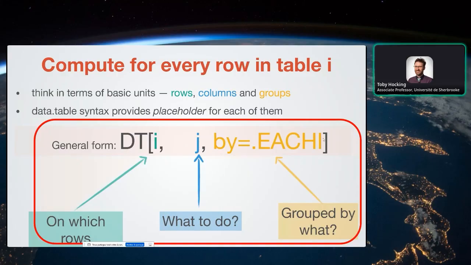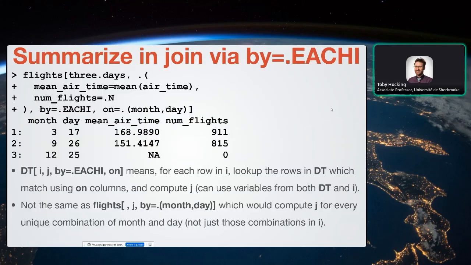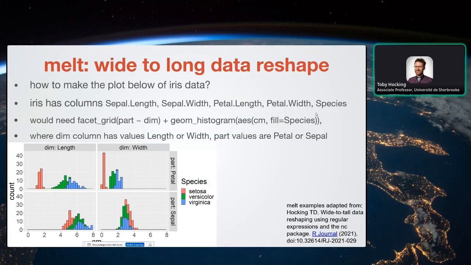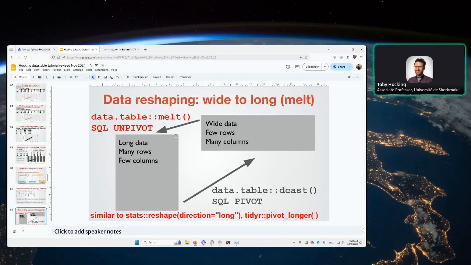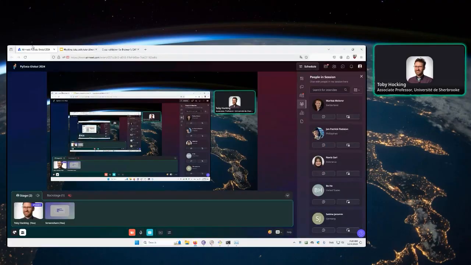And so here, I'm going to skip this section with the by equals each I. You can take a look at that later, but this is kind of like an advanced join functionality. And I'm going to go straight to this data reshaping functionality, which is super useful in a lot of different applications. This is a good point to stop and ask for questions. I wonder if there are any questions now that we can take.